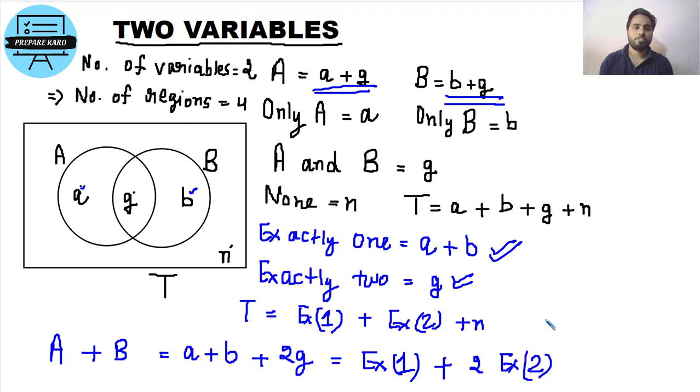We have to remember these sort of things, right? There could be at least 1, at most 1, at least 2. Such sort of language can also be there. So we can easily find that. All right, so this is all about two variables Venn diagram.